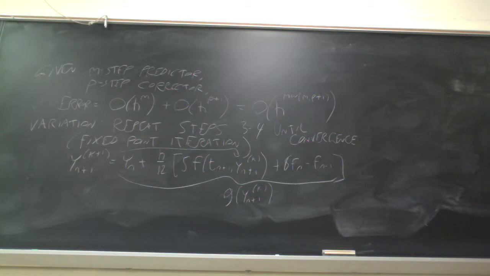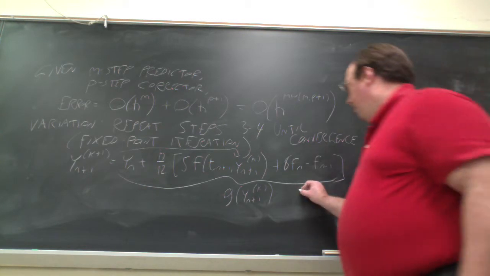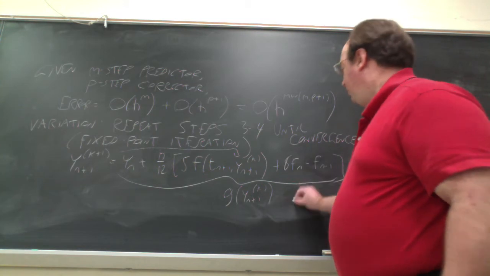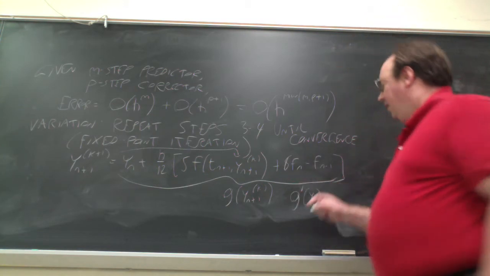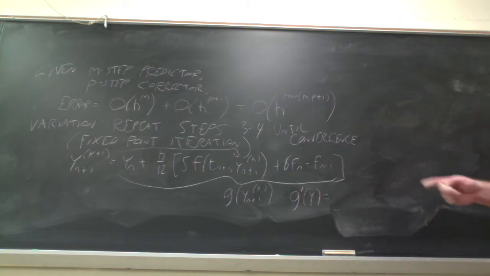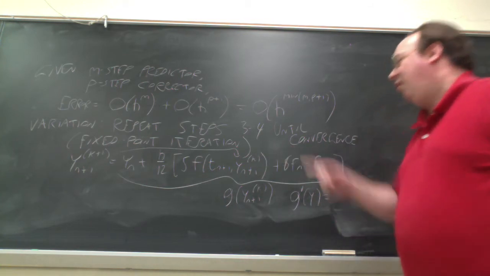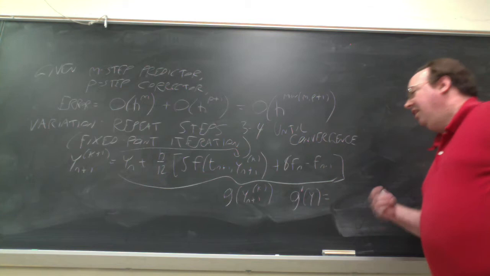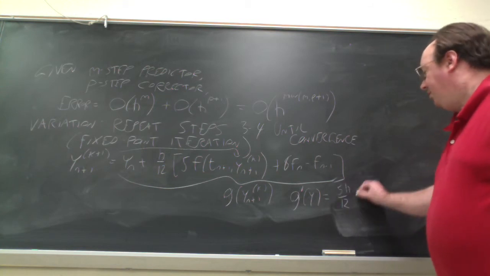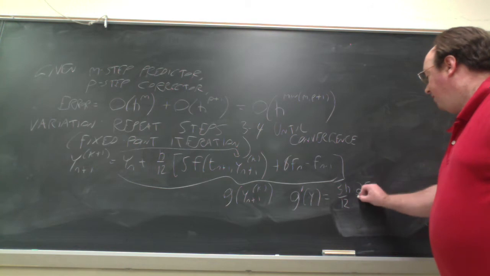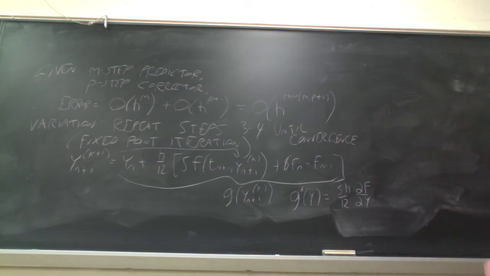G prime. The derivative of g, g prime though, if I make a generic function of y, most of these things in here are constants. Yn is a constant. Fn, f minus 1, they're all constants. So it's 5h over 12 partial of f with respect to y. So we need that to be less than 1 in absolute value.